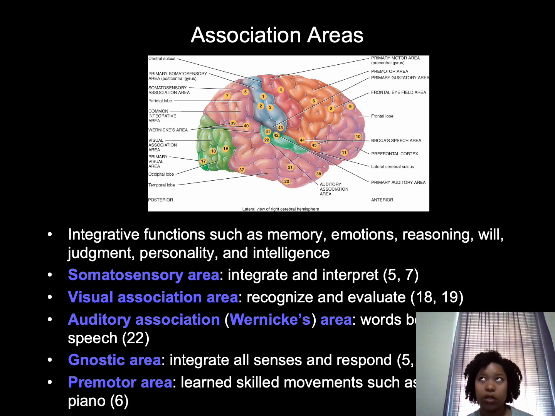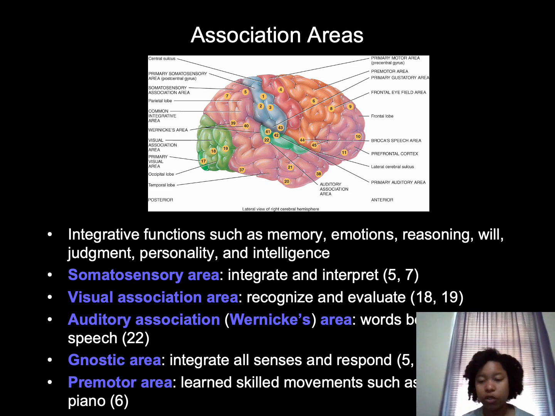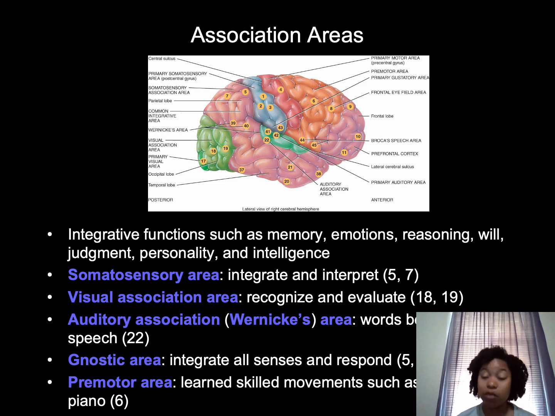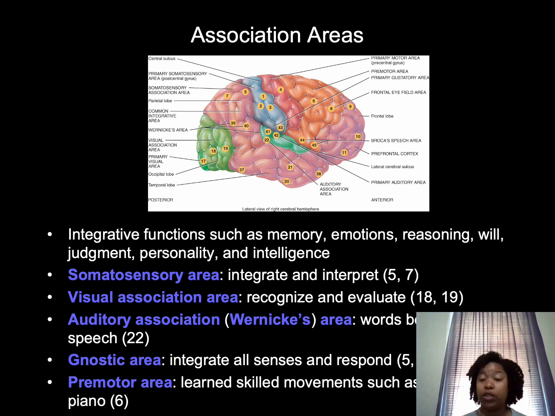That one gives the example of playing piano. When you first learn how to play piano, you have to think about those finger movements and every individual thing. But the more you practice, the more subconscious that kind of response becomes. So that becomes a learned, skilled movement. And the area that associates all of that is number 6.